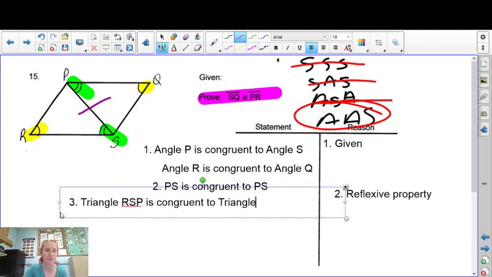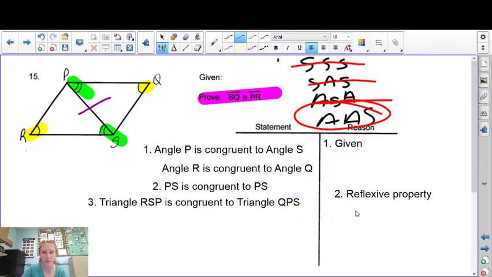Oh, perfect. I have lots of room. Okay, I want R to S, so I want yellow to green, so Q to P to S. Remember, we like colors for a reason. If you need colors, get them, use them. You need to help yourself. Colors help. Get them. Okay, and we use angle, angle, side.